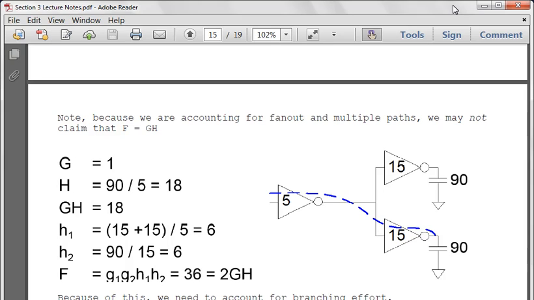We also know that our logical effort is 1 for each one, right? So why do these cancel out? Just because of the definition, where it's going to be the output over the input. So we have 90 over 15, times 15 over 5. So then that becomes 18 times 1, right?